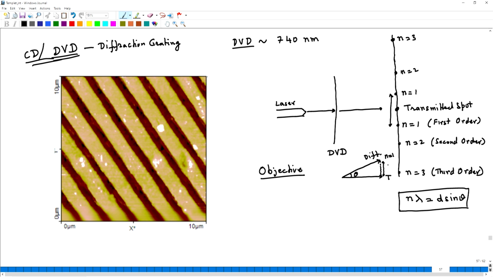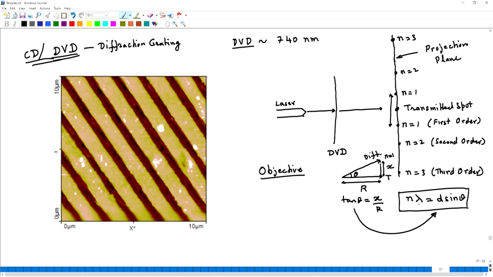Let me call this distance x, and let me call the distance from the CD surface to the projection plane, this is my projection plane, capital R. Then I can write down tan theta is x upon R. Once I know R and theta, I can directly plug it into the diffraction equation n lambda equals d sin theta and put n equal to 1.